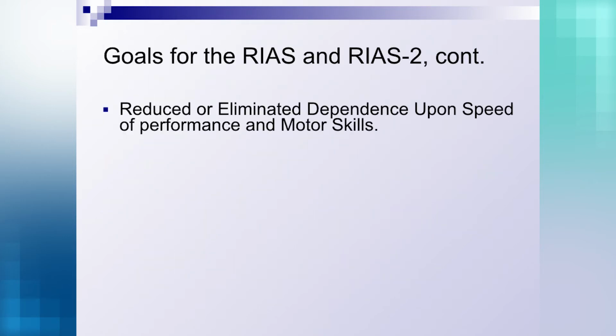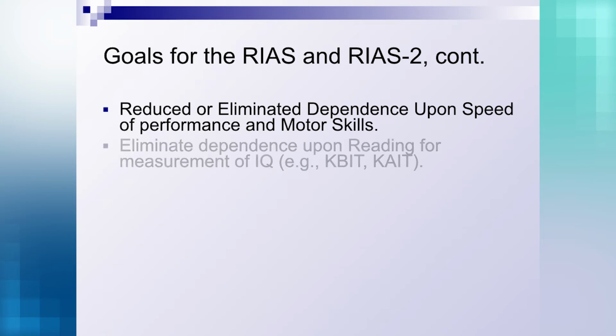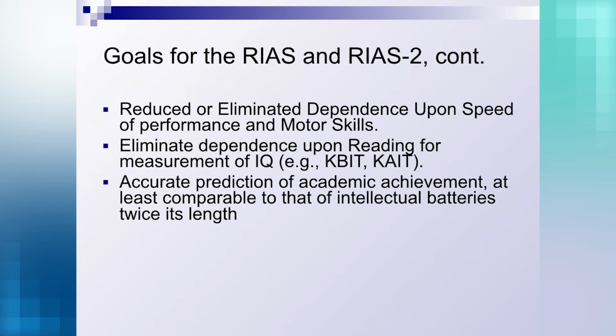We also wanted to reduce or eliminate dependence on speed of performance and motor skills in assessing intelligence. And we've done that. We do not have any speeded tasks that are a component of the intelligence assessment on the RIAS-2. We also eliminated, from our view of intelligence, any dependence upon reading by the examinee for measurement of their IQ. We wanted to give you accurate prediction of academic achievement that's comparable to intelligence tests that are much longer, and we've accomplished that as well.